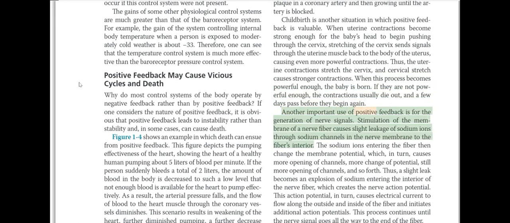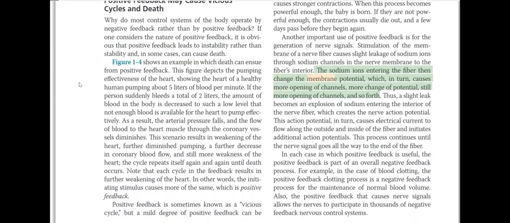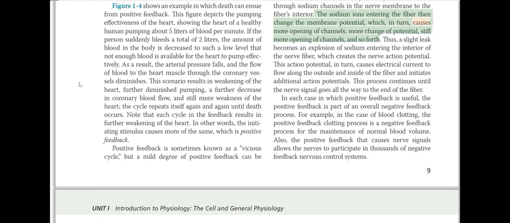Another important use of positive feedback is for the generation of nerve signals. Stimulation of the membrane of a nerve fiber causes slight leakage of sodium ions through sodium channels in the nerve membrane to the fiber's interior. The sodium ions entering the fiber then change the membrane potential, which, in turn, causes more opening of channels, more change of potential, still more opening of channels, and so forth. Thus, a slight leak becomes an explosion of sodium entering the interior of the nerve fiber, which creates the nerve action potential. This action potential, in turn, causes electrical current to flow along the outside and inside of the fiber and initiates additional action potentials.